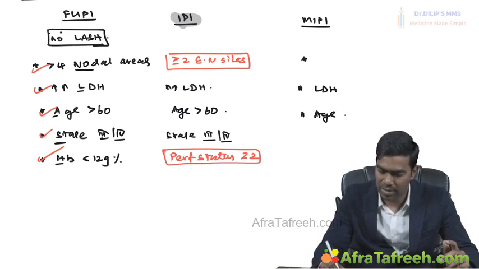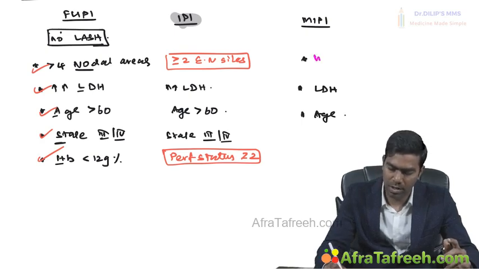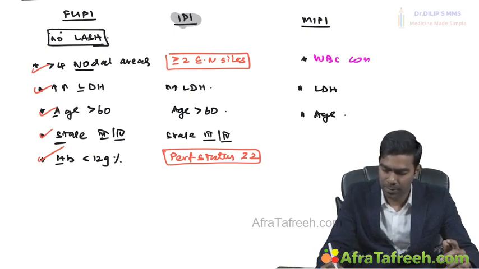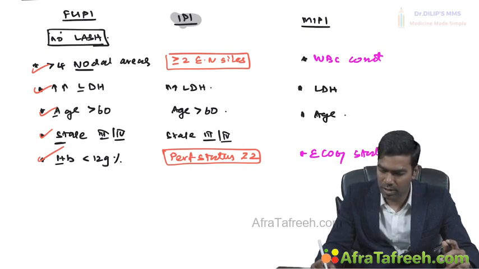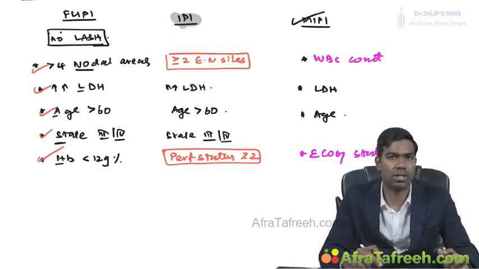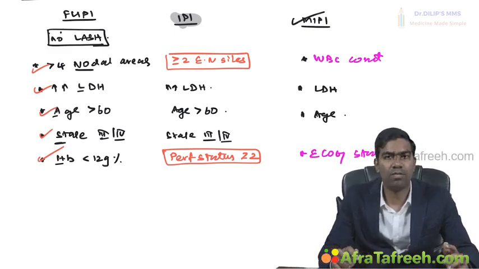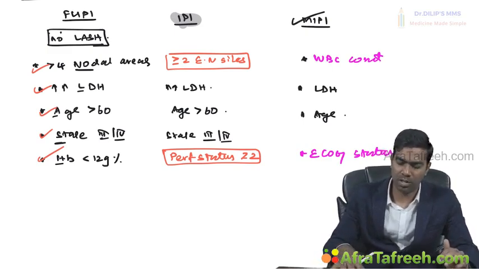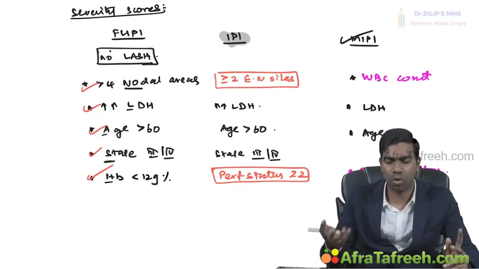Then you have the ECOG status. You can write here maybe. You can have the WBC count and you have something called ECOG status. So these are the factors that are helpful in assessing the MIPI score, that is mantle cell lymphoma international prognostic index. So these are some of the important things that you have to know regarding the prognostic scoring systems.